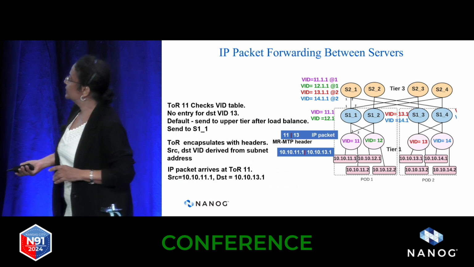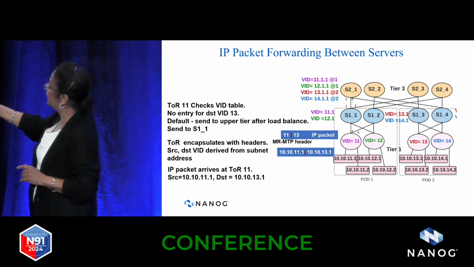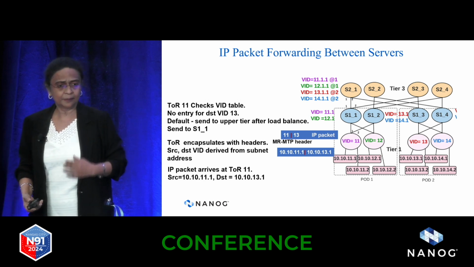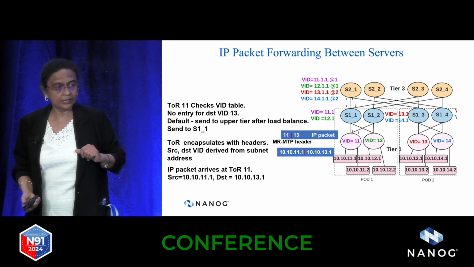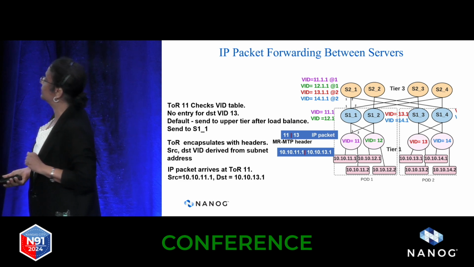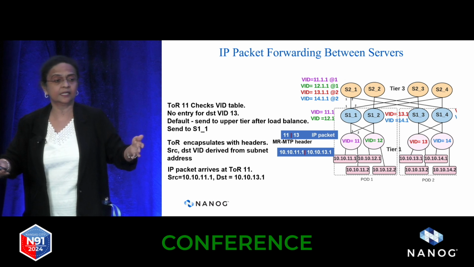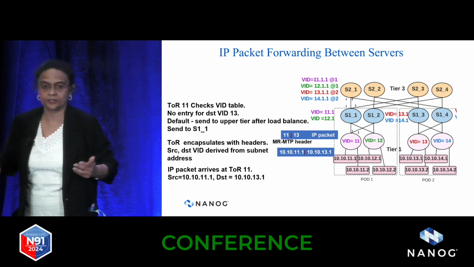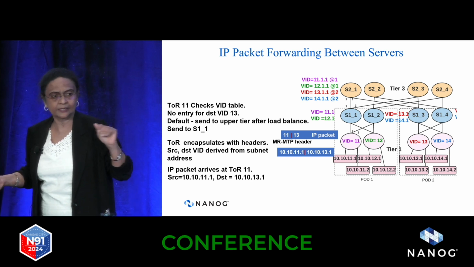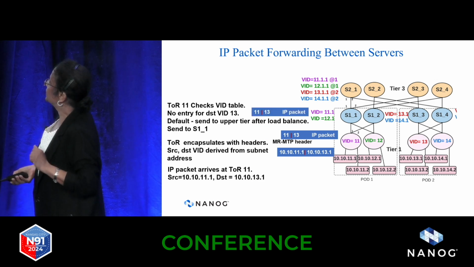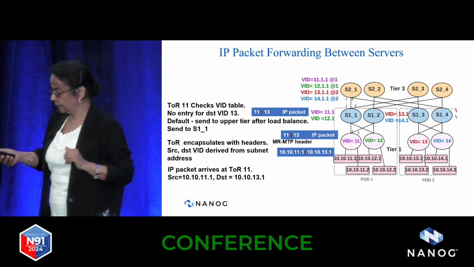So Tor checks his VID table. He doesn't have any entry for destination VID 13, but guess what? My parent, who is upstream, has more knowledge, so I will by default send it to either S11 or S12 after implementing a simple hash algorithm which we pulled out of the internet, and that does the load balancing for me. Very simplistic at this point in time. Let us assume it is sending it to S11 after doing the load balancing.